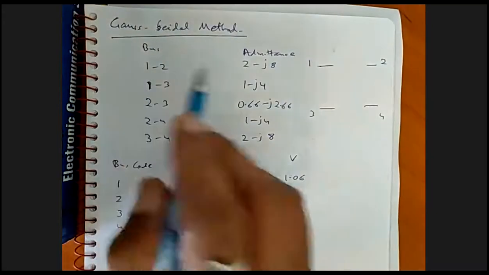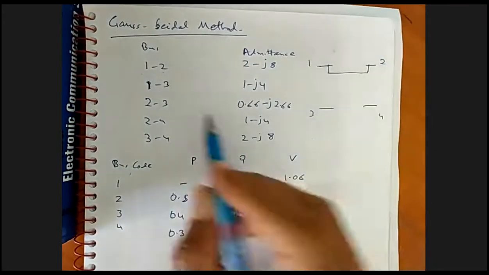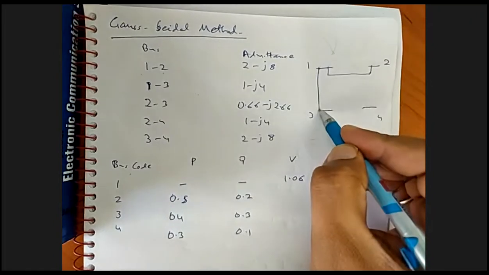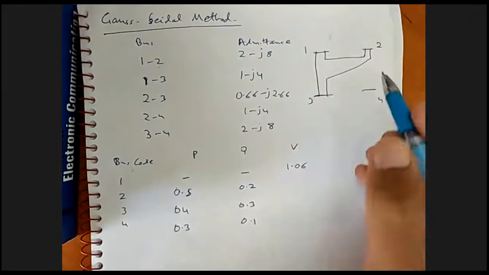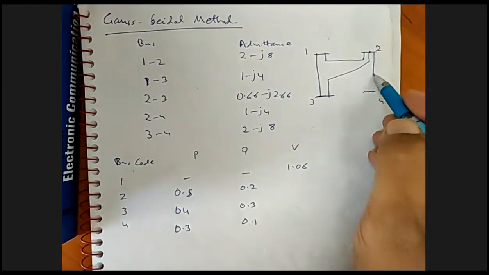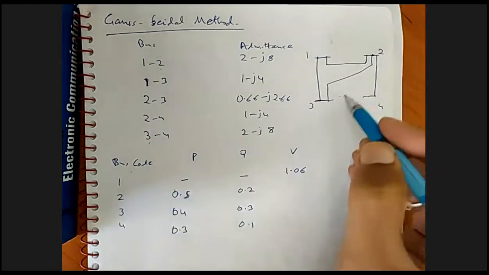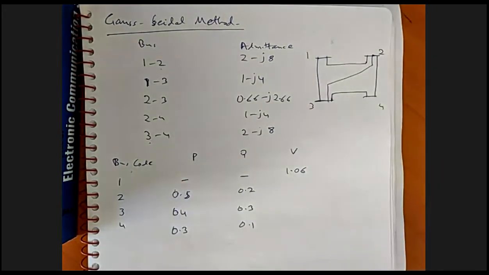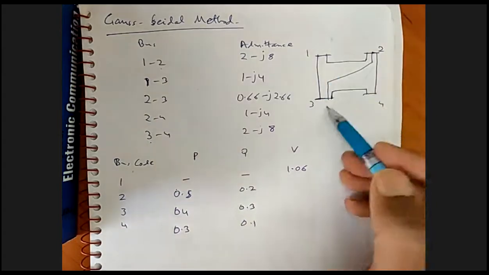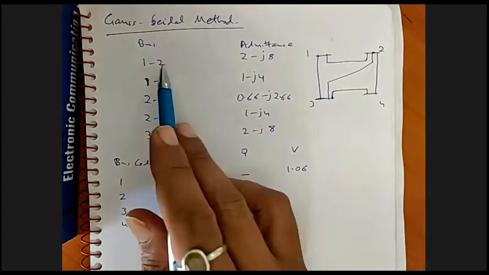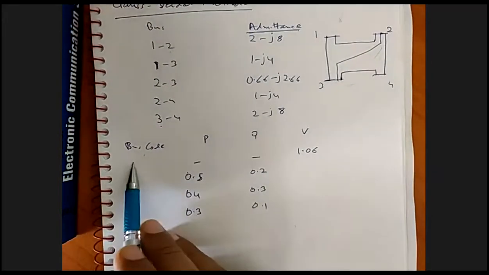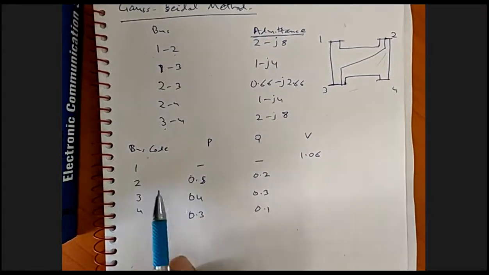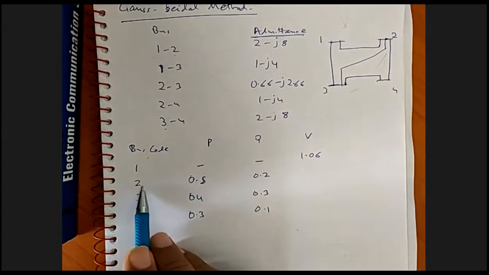It is given that bus 1, 2 is connected, 1, 3 is connected, 2, 3 is connected, 2, 4 is connected, and 3, 4 is connected. So this is your problem. We have a 4-bus system and the admittance of each line is directly given. For the buses, we have bus 1, bus 2, bus 3 and bus 4.